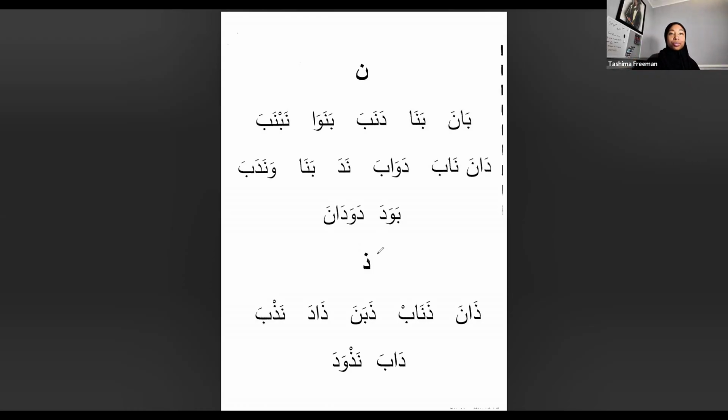Let's go on to Dhaal. Now, Dhaal is just like Daal as far as the spelling goes and how it looks. The only difference is Dhaal has the dot on the top. Let me see if I got one in here. All right, cool. We got a Daal right here. The only difference between the Daal and the Dhaal is that it has the dot on top.